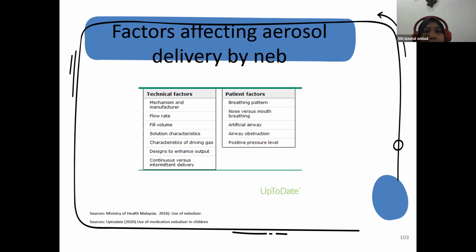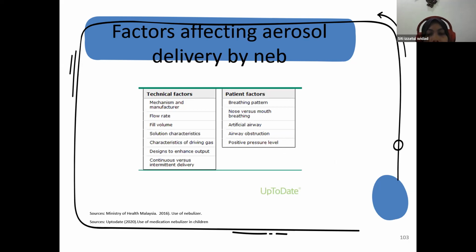So what factors will affect the aerosol delivery by nebulizer? Basically, it depends on the technical factor and the patient factor. For example, technical factors: the manufacturer of the nebulizer, flow rate, and fill volume. If fill volume is high and flow rate is low, the nebulizer duration will be longer.